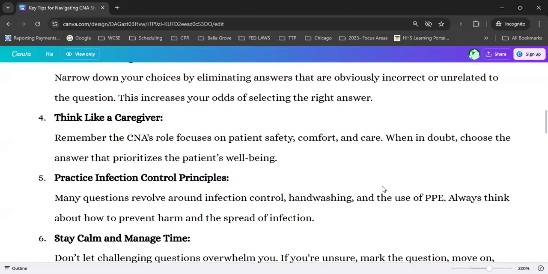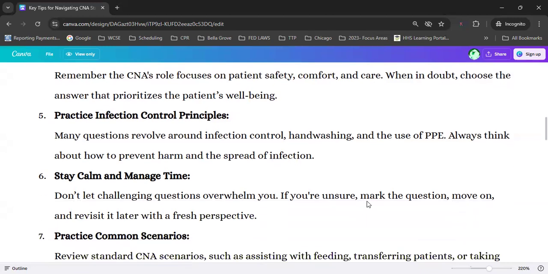So your textbook and the training you've received from your school should have been a good guide for you to understand what your role and responsibility are. Your role focuses on patient safety, comfort, and care. Remember these three words: safety, comfort, and care. When in doubt, choose an answer that puts the patient's well being and safety first.